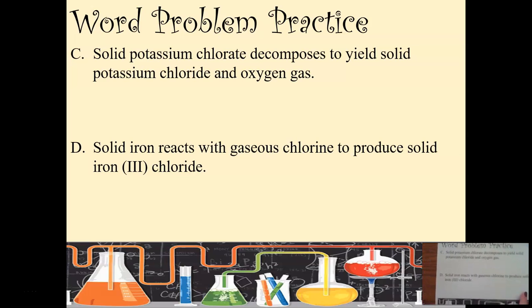Solid potassium. There we go. Get it all on the screen for you. Solid potassium chlorate decomposes to yield solid potassium chloride and oxygen gas. So solid potassium chlorate decomposes. Okay, this is a decomposition reaction. Solid potassium chlorate decomposes to yield solid potassium chloride and oxygen gas.